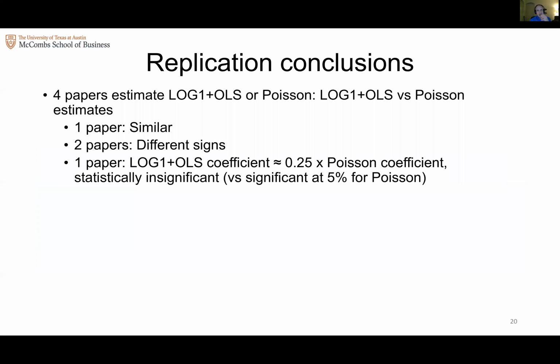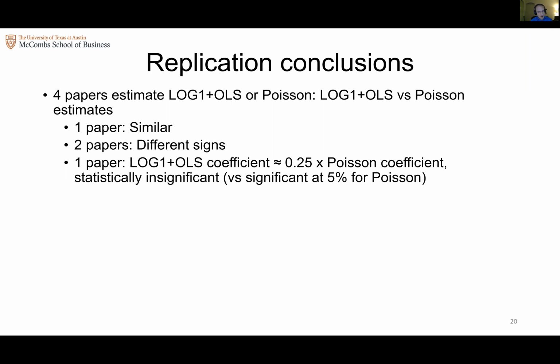Cool. Okay, so just to summarize the takeaways from these replications. We looked at 5 altogether, but 4 different papers that were estimating log of 1+ models or Poisson models. In one of those 4, the estimates from the 2 models were similar. In 2 of the 4 papers, the signs were different. In one paper, the signs were the same, but the log of 1+ estimate was about a fourth as large as the Poisson estimate, so the order of magnitude is quite different. And the log 1+ estimate is statistically insignificant, while the Poisson estimate is significant at the 5% level.